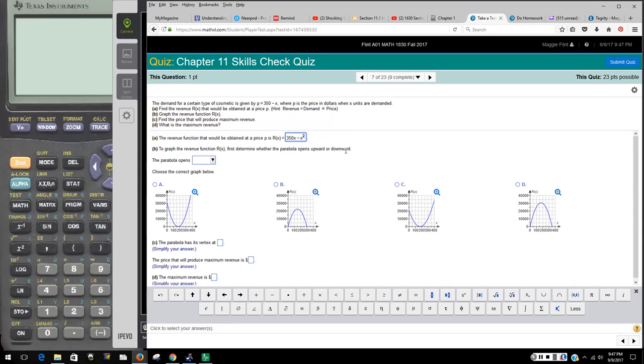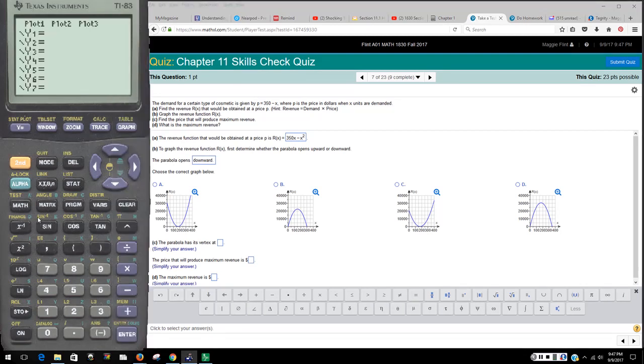When the X squared term is positive, it smiles. And when the X squared term is negative, it frowns. So to graph the revenue function, we know first of all that it opens down. And then the correct graph, well, the easiest way to find that is to turn your graphing calculator on and enter your equation 350x minus x squared.